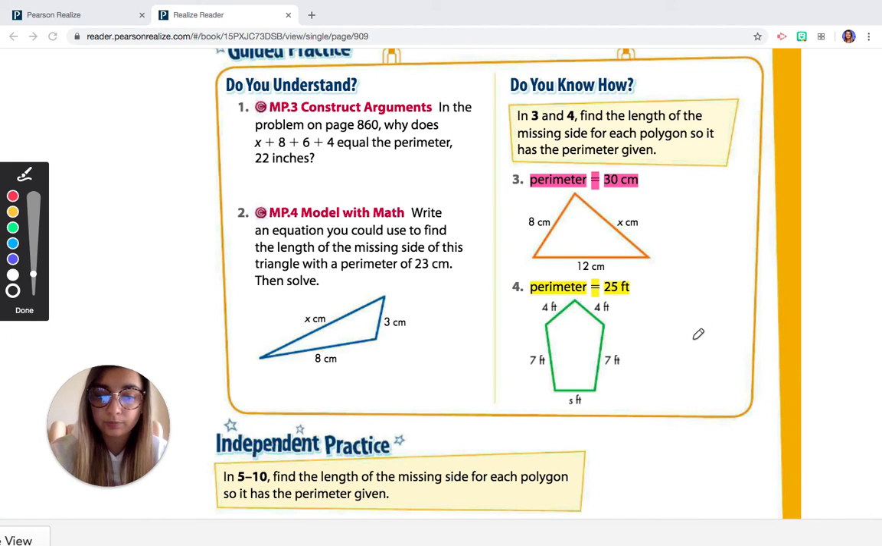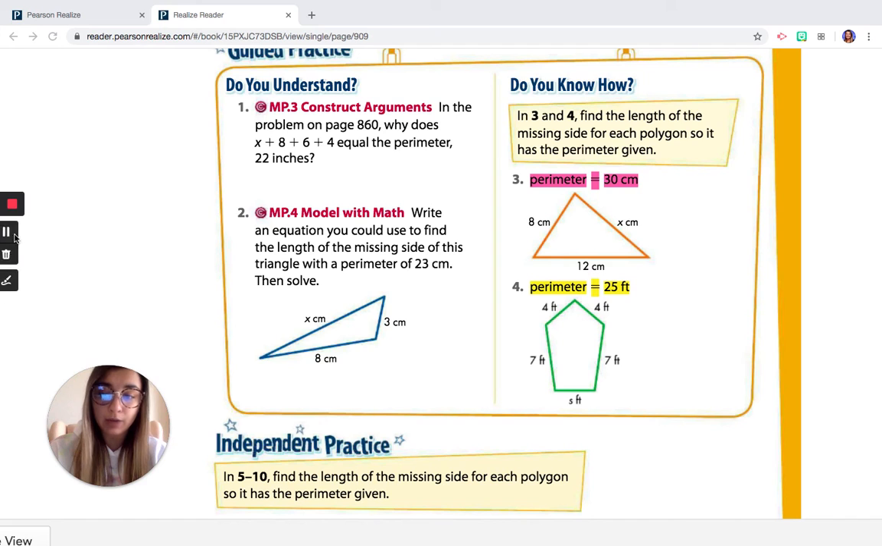So there you go. Remembering your steps, you find the full perimeter, it should give it to you. You look at your shape, you find all the sides that are already measured for you, you add them together. That answer you subtract from your full perimeter and it will give you your unknown side. So hopefully that was easy to follow.